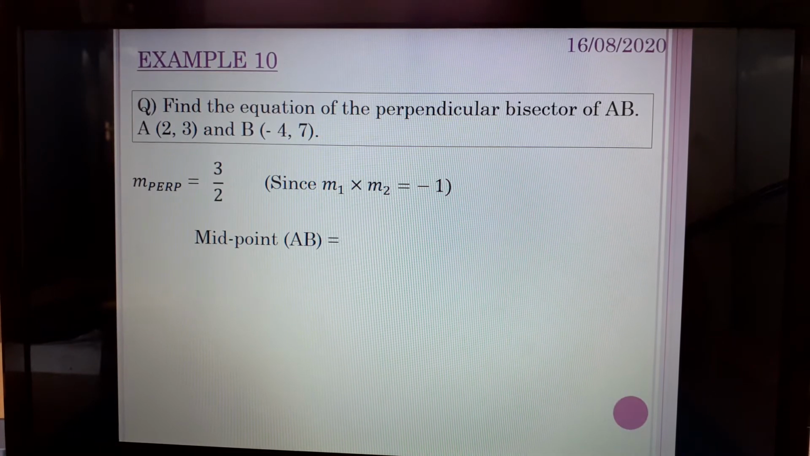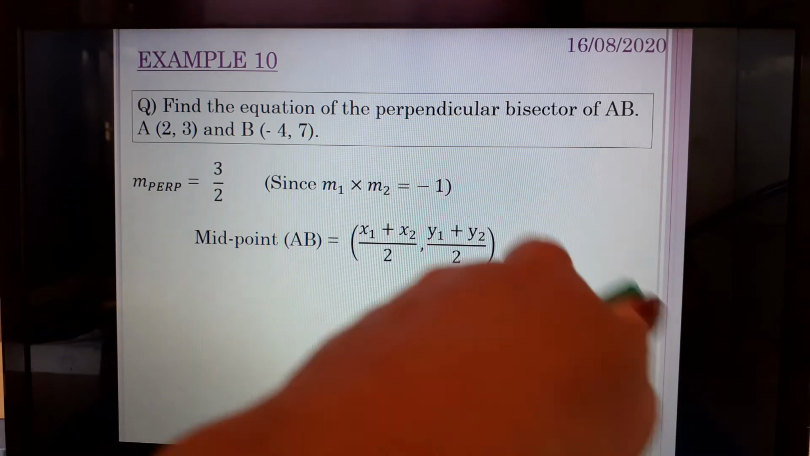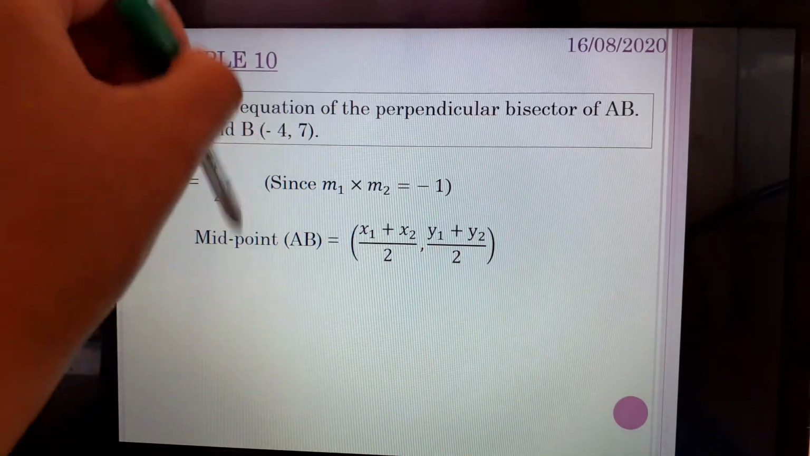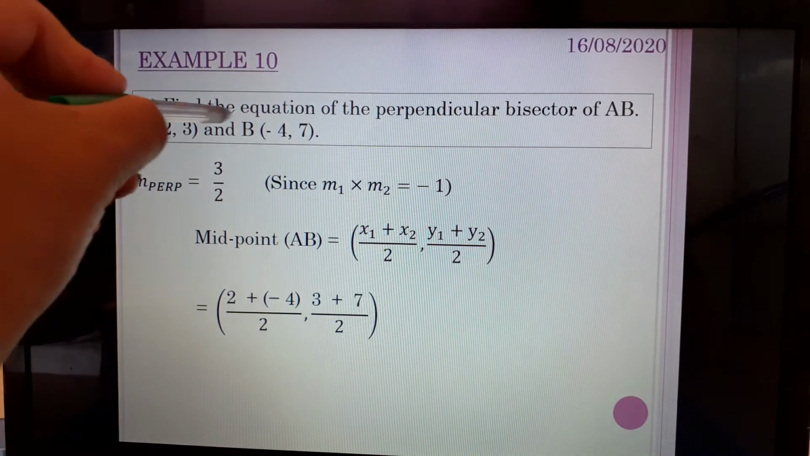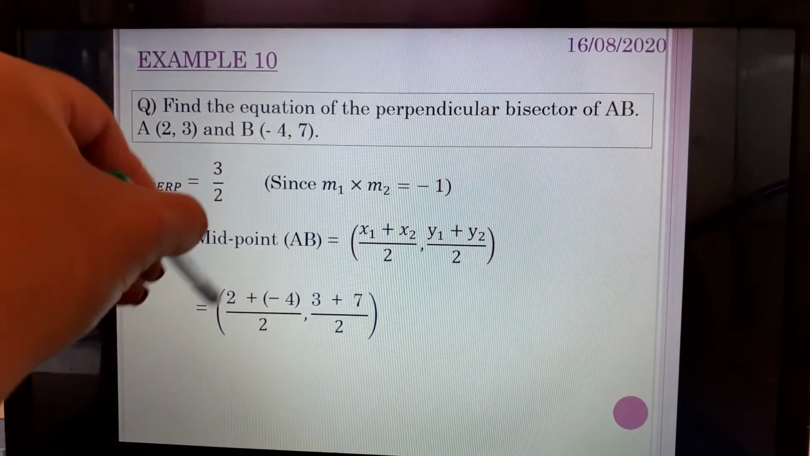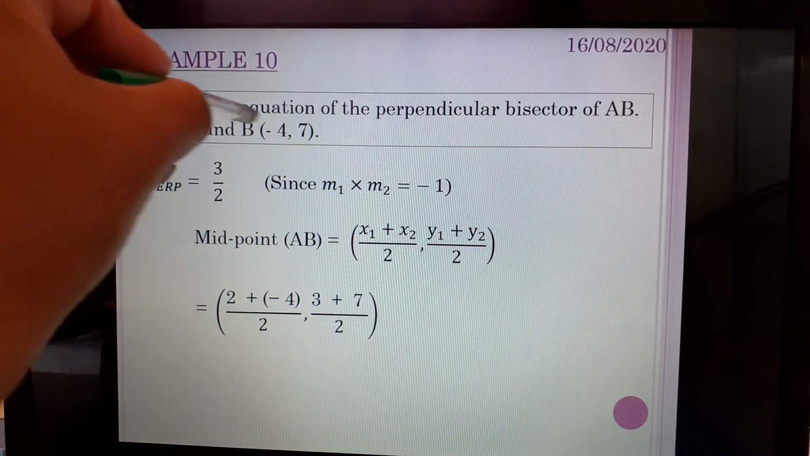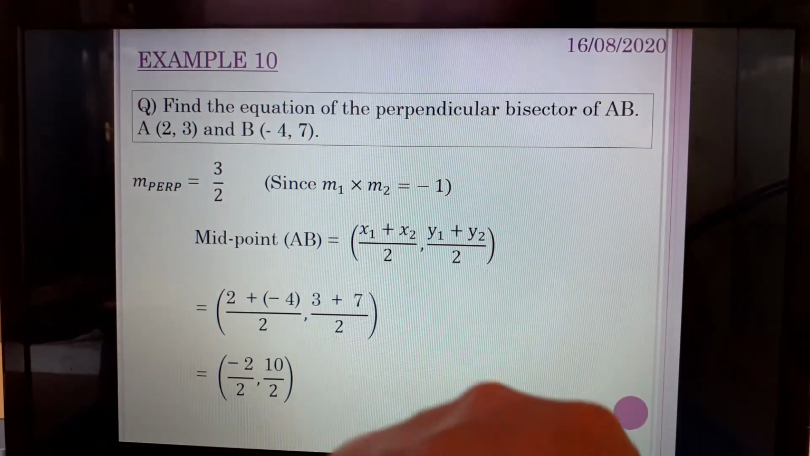So we add our two x's together and we half them. And then to find the middle y part of it, we add the two y's together and we half them. So we add the two x's together, we half them, and we add the two y's together. So we're going to add the 2 and the -4. We'll half it, and then add the 3 and the 7, and we'll half that too.